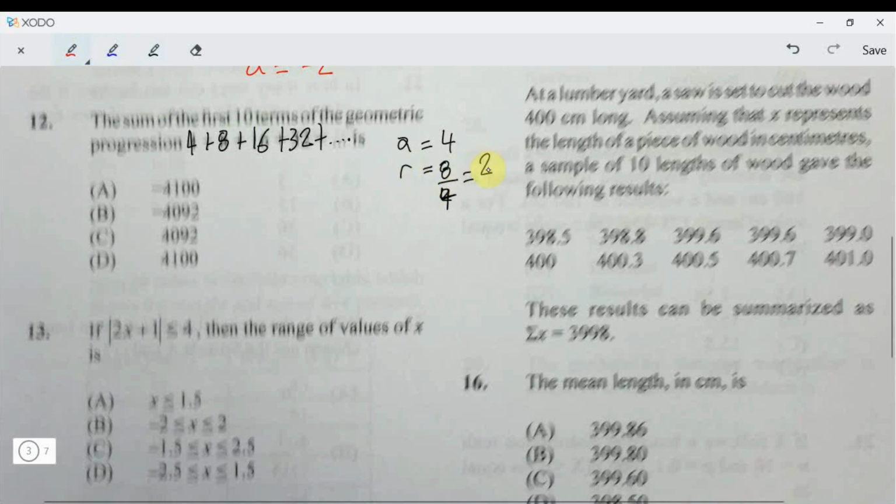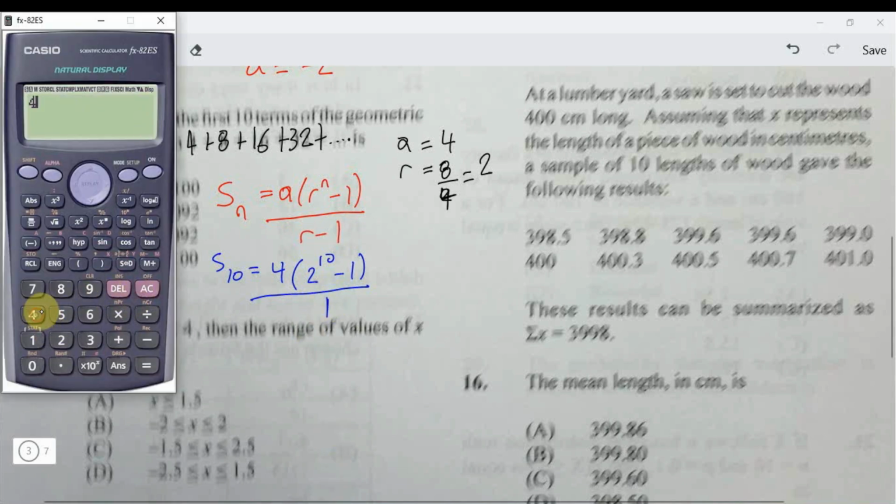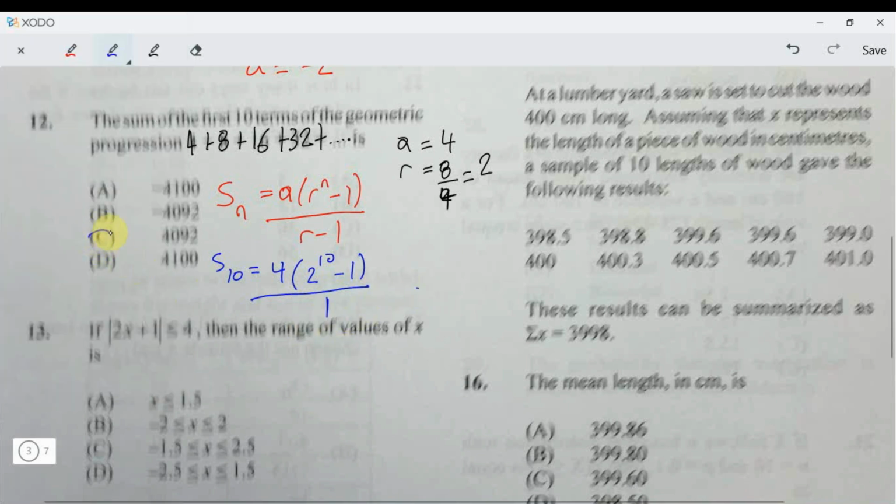And once you get that the common ratio is 2, you need to remember the formula to find the sum of the first 10 terms. The formula is Sn. Sn is equal to a in bracket r to the n minus 1 over r minus 1. So all we're going to do now is put n as 10. So S10 is now a, your first term, 4, in bracket 2 to the 10 minus 1 over r minus 1. And 2 minus 1 is just 1. So you put that into your calculator. All you need to put in is 4 in bracket, 2 raised to the 10th power minus 1. That's 4092. So that is it.